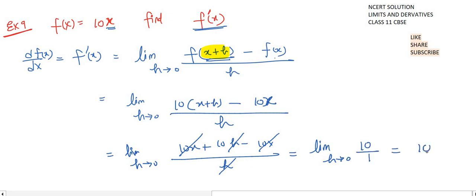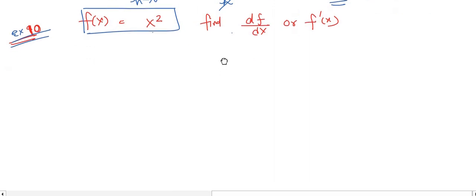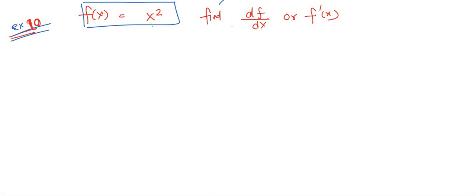So answer is 10. Okay, if we put the limit. See next question. So this is example 10. You will find f(x) is x square. Find out df by dx, or you have to find out f dash x. So they both have the same meaning. This is just a symbol for a derivative.